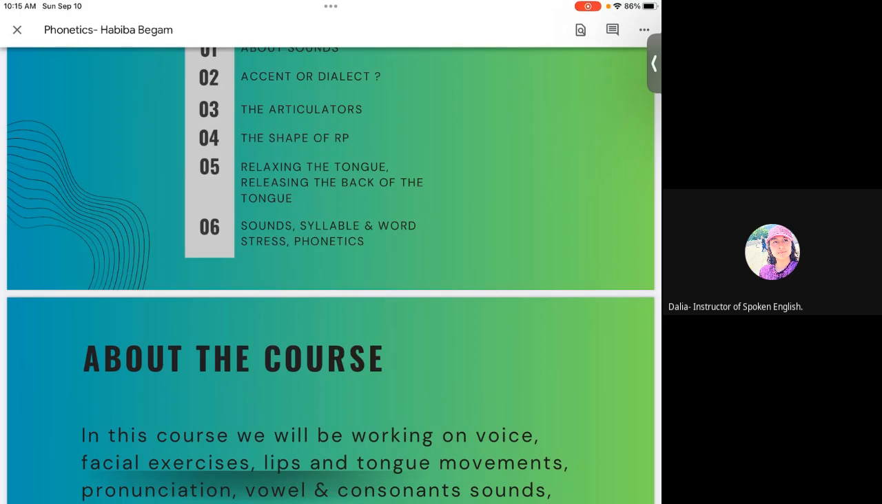Next one is sounds, syllable and word stress, phonetics. Of course, phonetics means all about sounds. Actually, phonetics is related with the sounds. Okay, so when somebody is asking you, hey, you are very good at English, can you tell me what is phonetics? So how could you give the answer to that person very smartly? Say to that person, phonetics means it's all about sound.